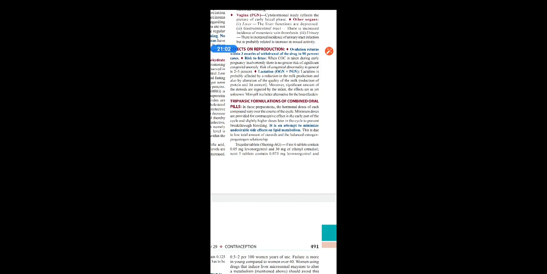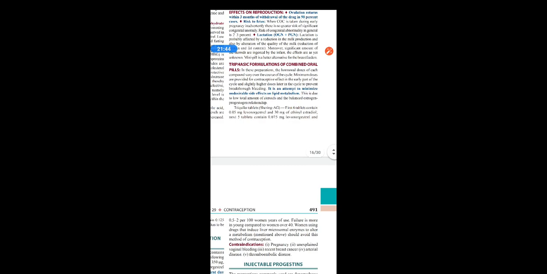So soon after the stoppage of the hormonal pills, ovulation doesn't return, but it takes a minimum of 3 months for ovulation to return after the stoppage of these pills. Risk on fetus: when OCPs are taken during early pregnancy inadvertently, there is no greater risk to the fetus; the chances of congenital anomalies are low, 2 to 3%. Lactation is probably affected by reduction in milk production and alteration of the quality of the milk if we prescribe these. That's why the mini pill is a better alternative for breastfeeding mothers.